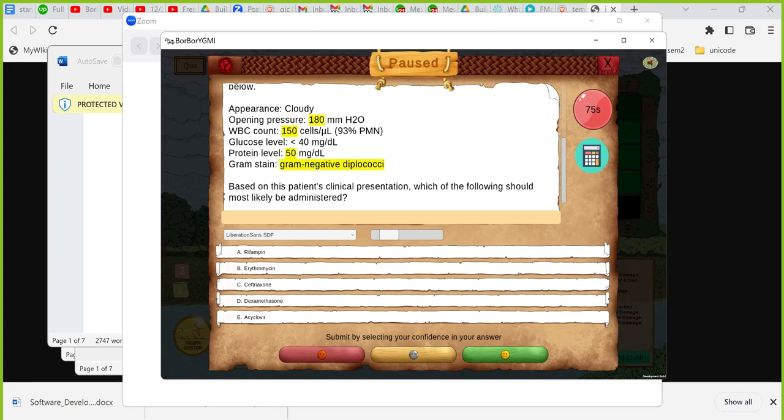Sorry, what did you say? So what do you think the treatment would be? I think it will be ceftriaxone. I'm more towards ceftriaxone, yeah. So why do you think they included rifampin?